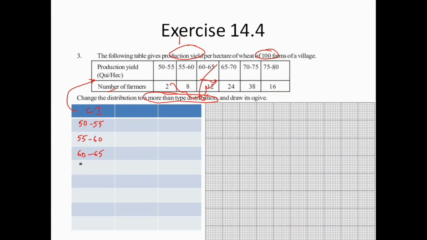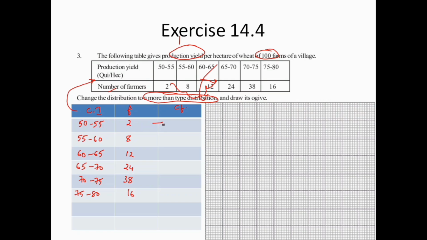This is your frequency, 265 to 78, and this is your number of farmers. The number of farmers is 2, 12, and 6.